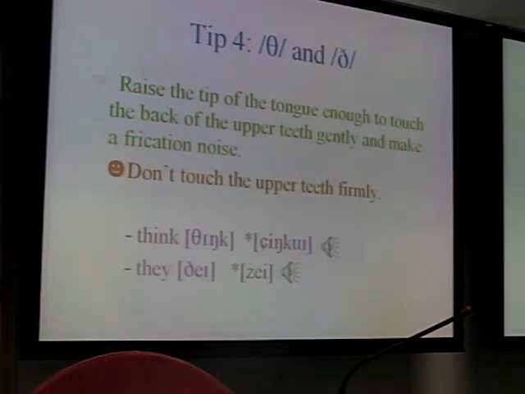Next one is TH sounds. The first one is the voiceless sound, and the second one is the voiced sound. When you pronounce these fricatives, you have to raise the tip of the tongue enough to touch the back of the upper teeth very gently and make a frication noise. So if you touch the upper teeth firmly, then an occlusive sound comes out.